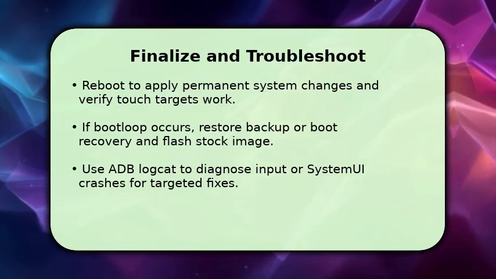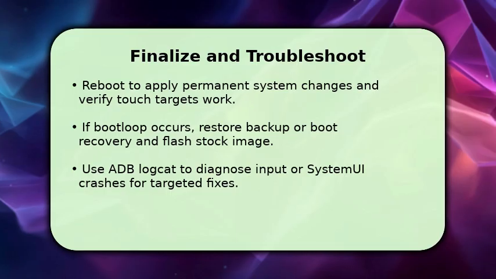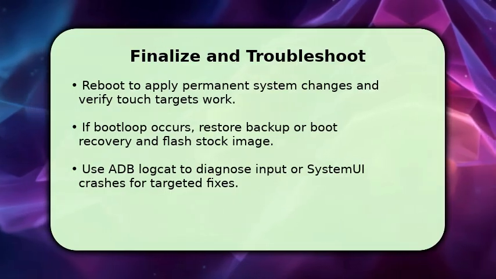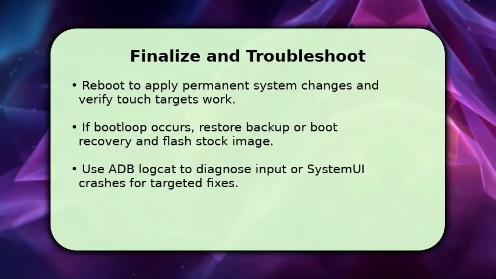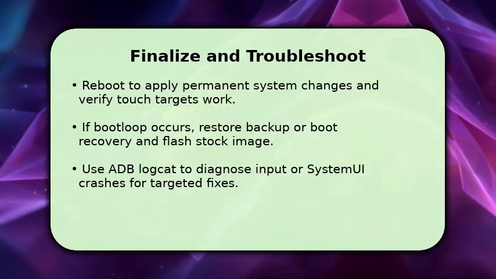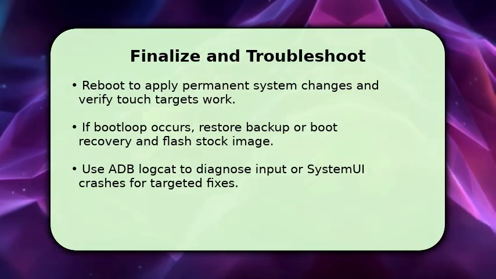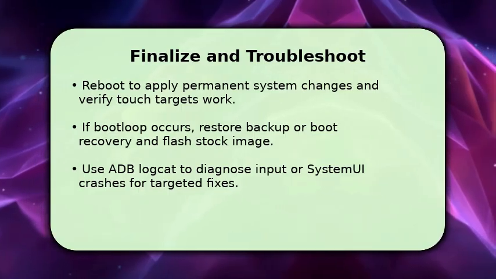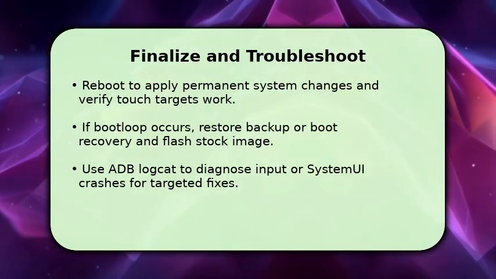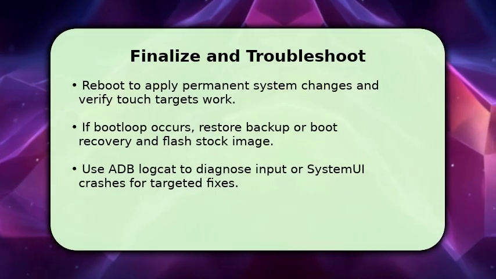If something goes wrong, boot into recovery, restore your backup, or flash the factory image to recover. When troubleshooting, capture ADB logcat to find system UI errors or input failures and fix the offending resource or module. Make sure to keep a known good backup so you can revert quickly if needed.